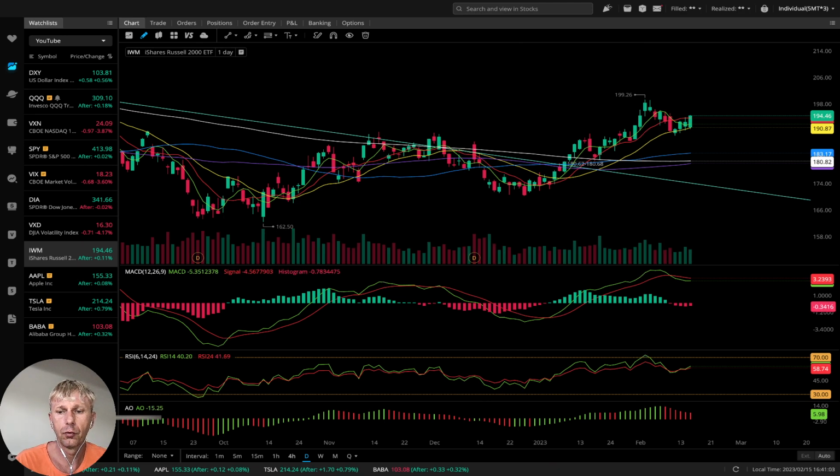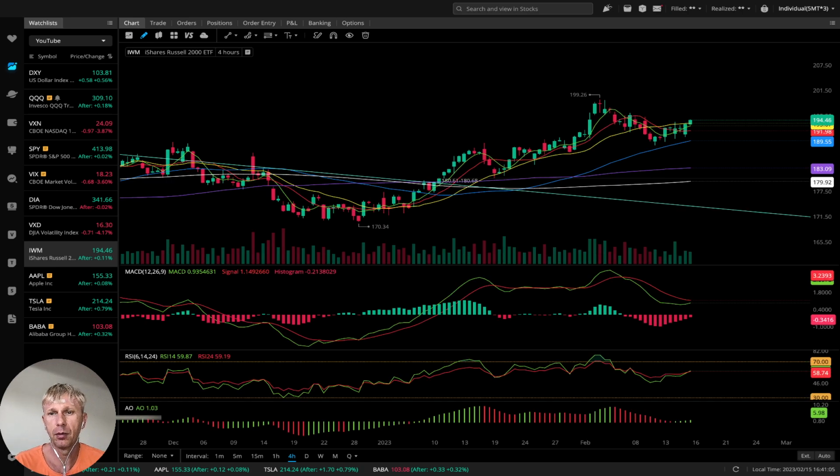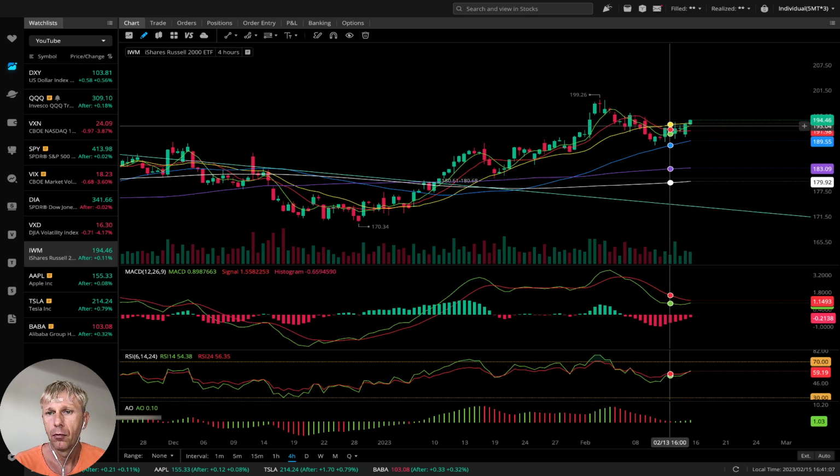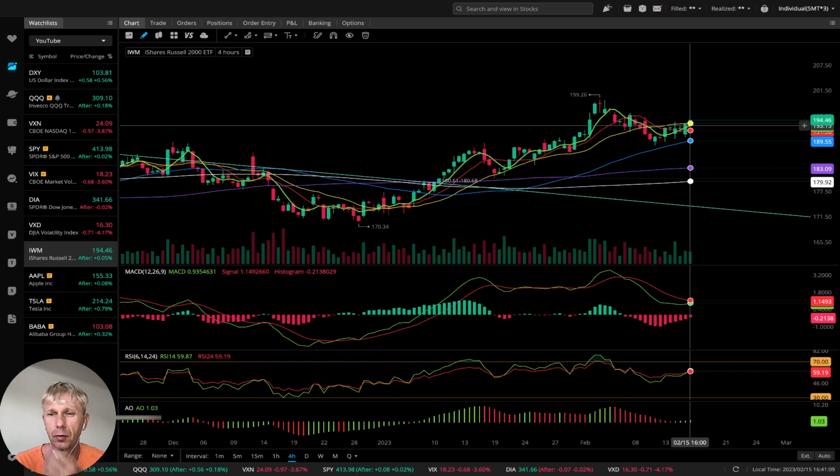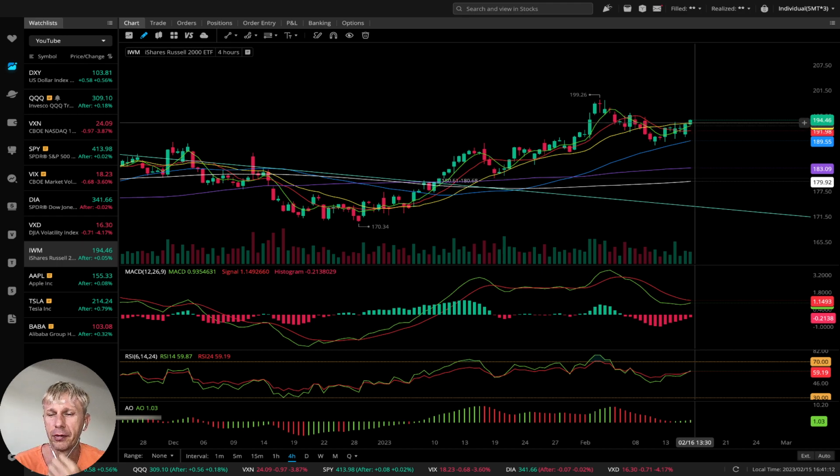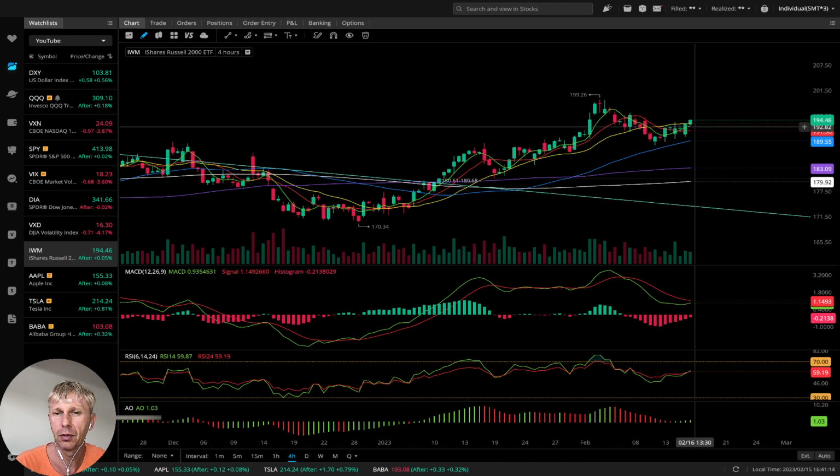That's all. Let's move to 4 hours. 4 hours for IWM, for Russell 2000. On 4 hours, MA5 did a bullish crossover. The last bar closed above all moving averages. It's a positive trend.